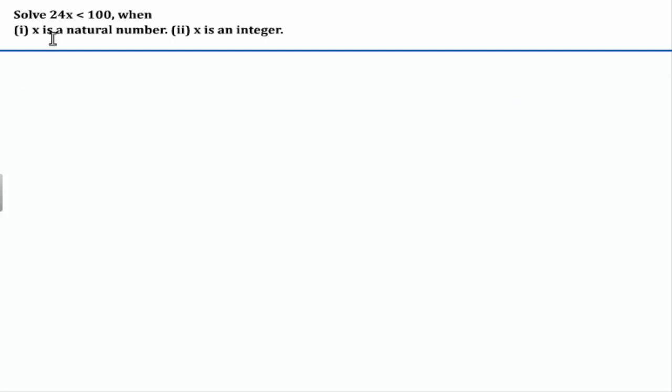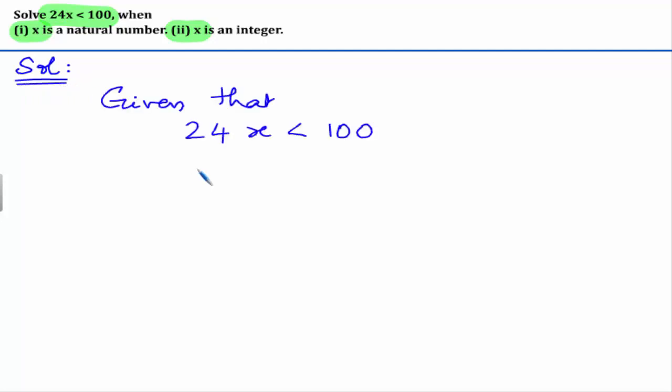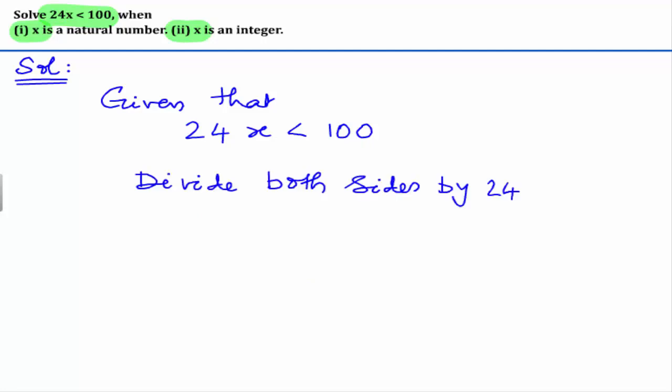In this problem, we have to solve the given inequality when x is a natural number and when x is an integer. Let us solve it now. The given inequality is 24x < 100. Now let us divide both sides of the inequality by 24. Then we get x < 100/24. On further simplification, we get x < 25/6.